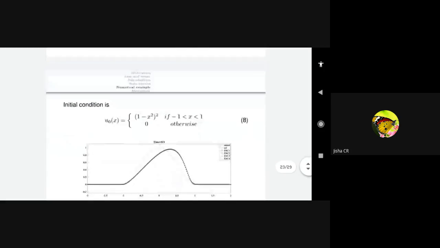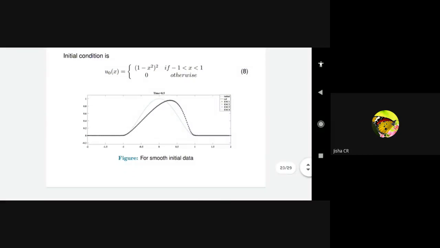Next slide. This is also one example. At time t equal to 0.5, we consider smooth initial data. Next slide.